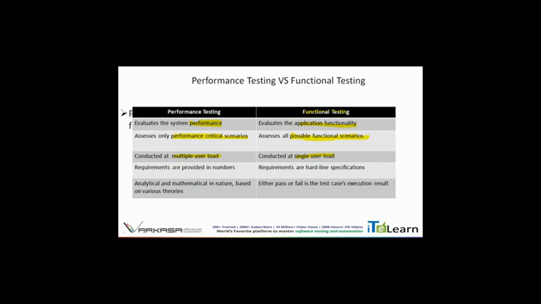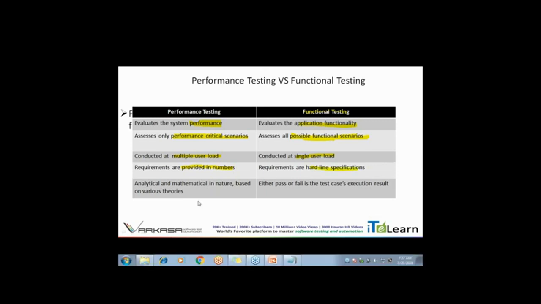Here, we haven't looked at the NFRs, or non-functional requirements, but typically they are given in numbers, and we will look at them at a later point of time. There's a whole chapter for non-functional requirement gathering. That's when you understand that the requirements are given in terms of numbers. Here, it's hardline specifications. And finally, this is analytical and mathematical in nature.